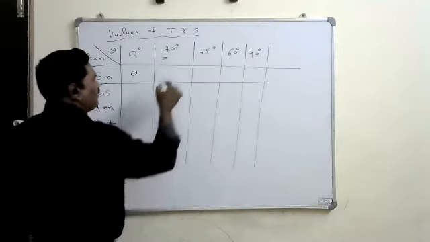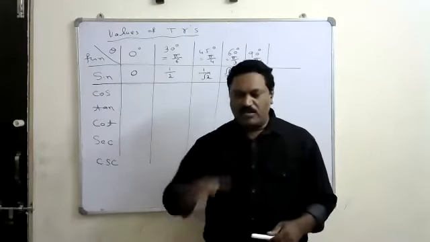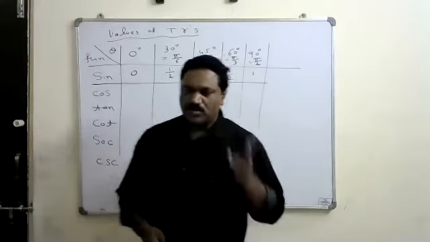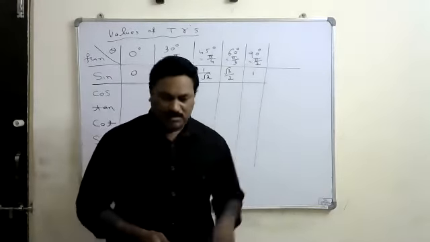45 degree, how do you write in terms of radians? Pi by 4. Sine 45 is 1 by root 2. Good. 60 degree you can also write as pi by 3. What is the value of sine 60? Root 3 by 2. Pi by 2 is 90 degrees, sine 90 is 1. So if you remember these 5 values, you can remember all the remaining values easily: 0, 1 by 2, 1 by root 2, root 3 by 2, and 1.